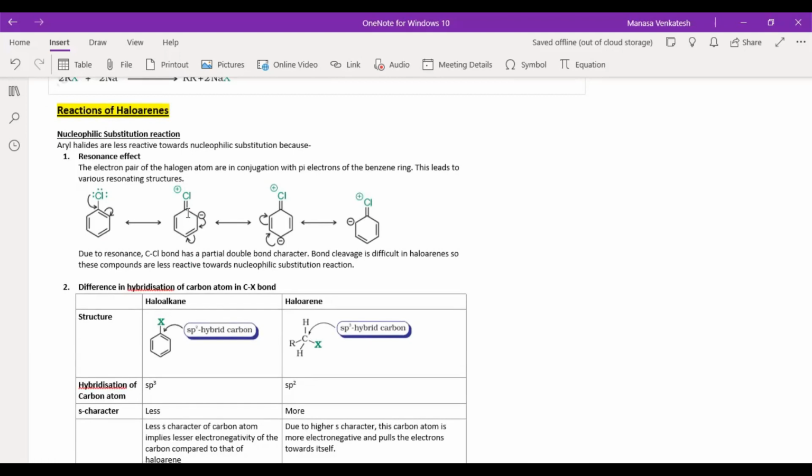Reactions of haloarenes, first of all, we start with the nucleophilic substitution reaction. Compared to alkyl halides, the aryl halides are less reactive towards nucleophilic substitution reaction. This is because for nucleophilic substitution to take place, the Cl group has to get kicked out. But because of resonance, they don't want to let that go. So here you have a partial double bond character coming in, and due to the conjugation of pi electrons across the benzene ring, this leads to the unreactivity of a haloarene towards the nucleophilic substitution reaction.